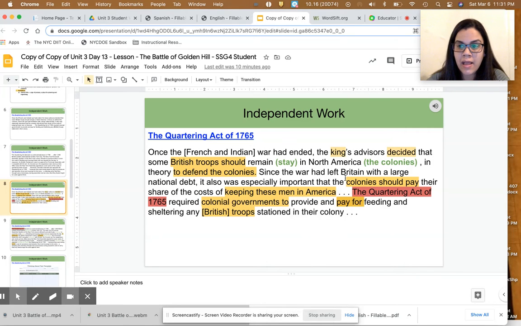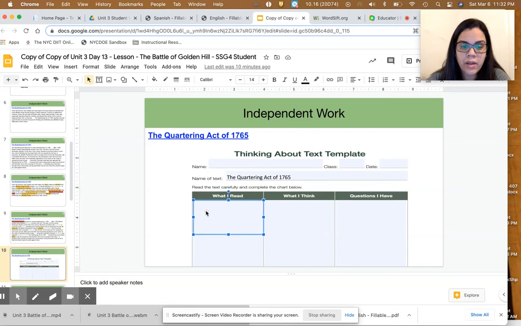Wow, so there's a lot happening here. Let me go back and reread and pause to think about what I'm learning or understanding, what ideas I have, and what questions I have. So it says here, once the French and Indian War had ended, the king's advisors decided that some British troops should remain or stay in North America, in the colonies, in theory to defend the colonies. Let me stop here. What I read, right?